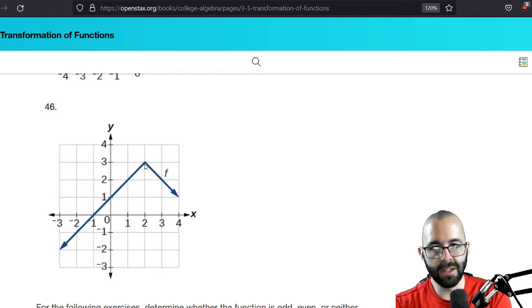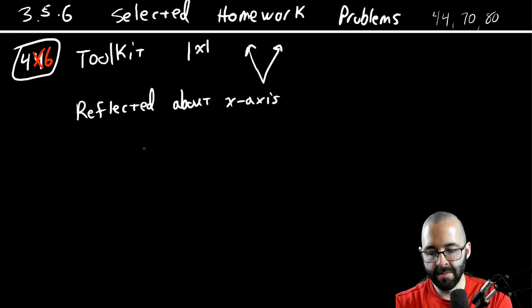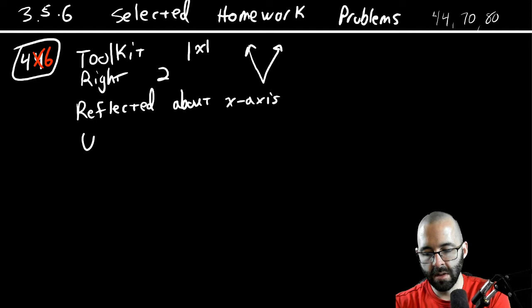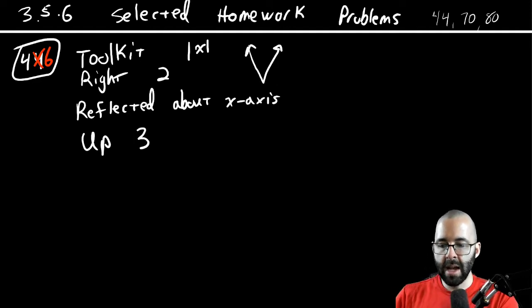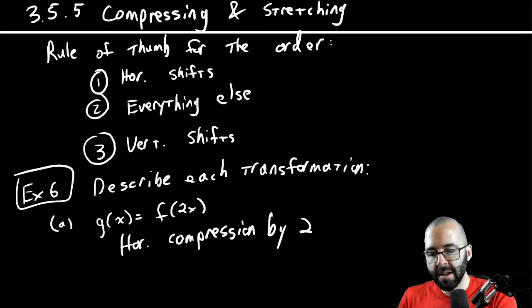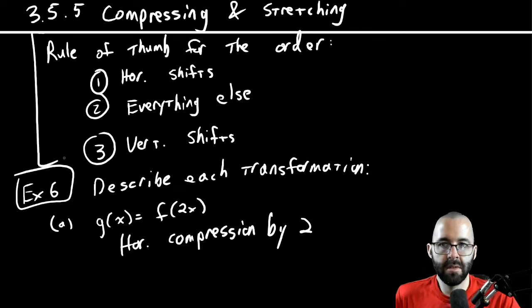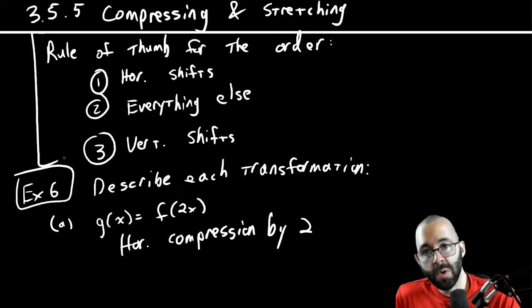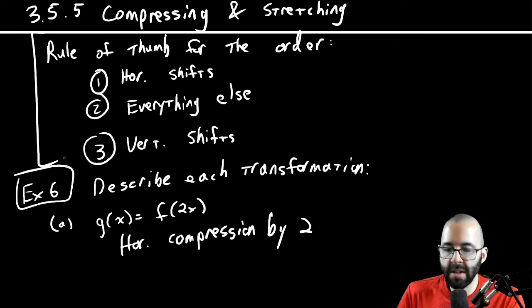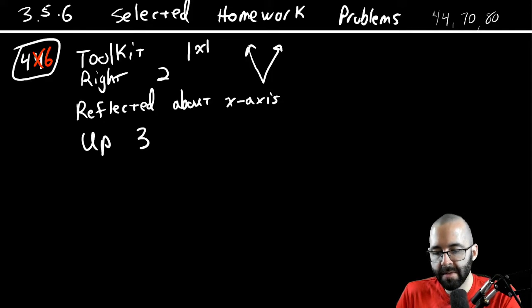The tip of the V, the vertex, is normally at the origin. Well, now it's right 2 and up 3. And again, it's not going to matter here, but it's a good idea to get used to this rule of thumb: horizontal shifts first, vertical shifts last, and everything else in the middle.